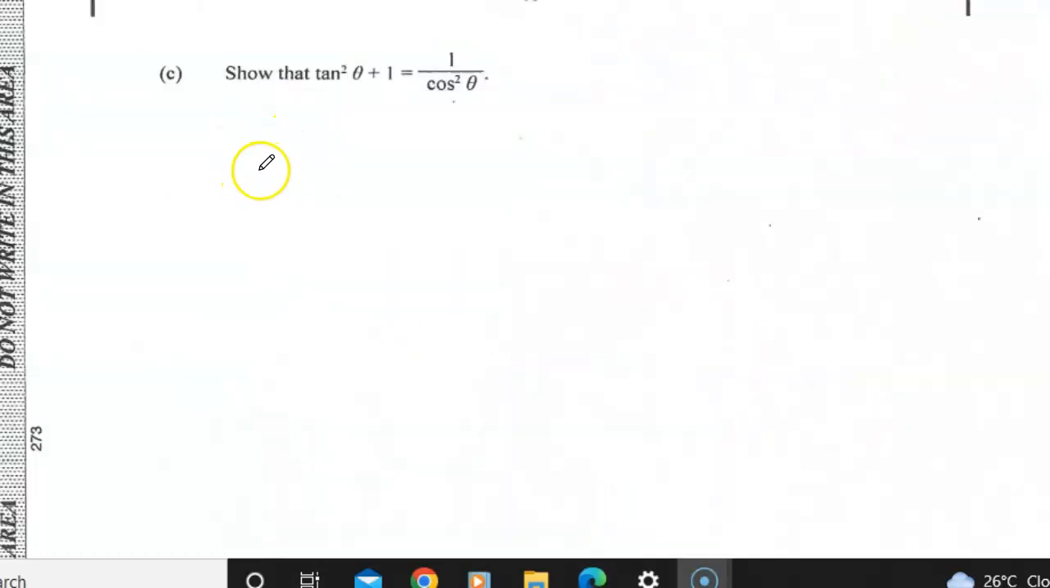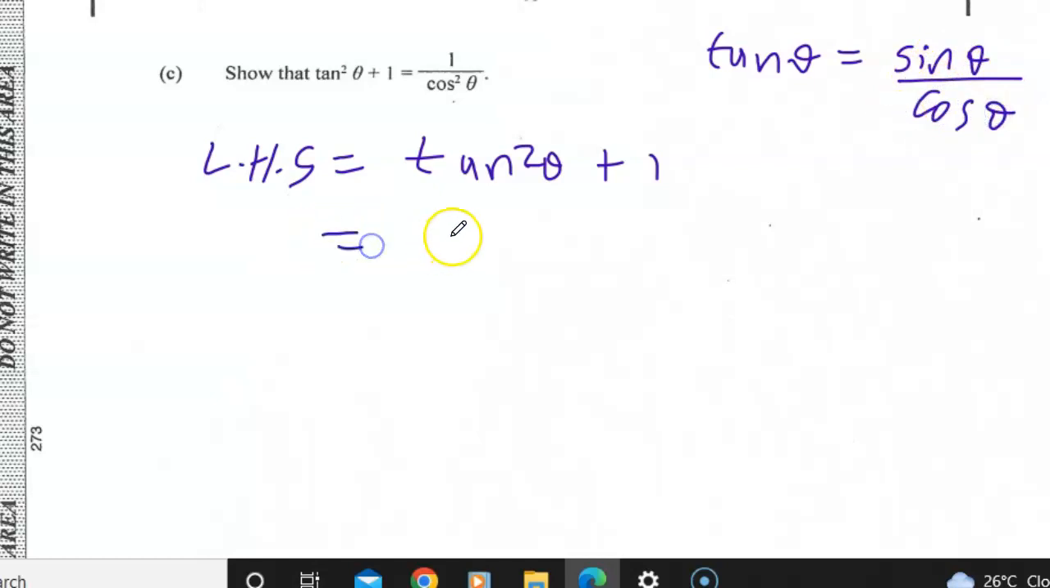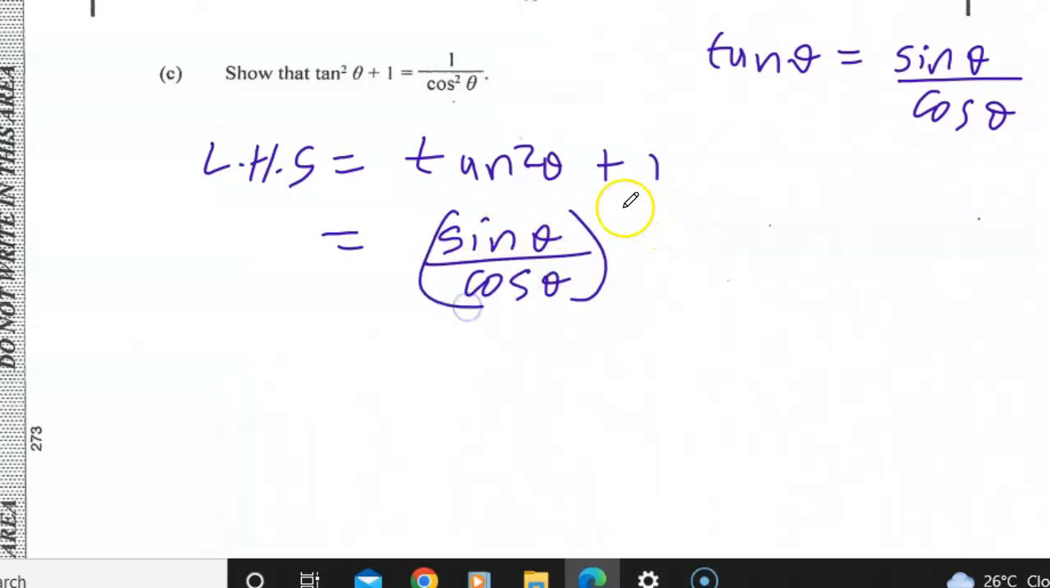Next we have a proof of a trig identity, so we can start from the left hand side, the side with more terms. So left hand side, I'm using LHS to represent left hand side, is tan square theta plus 1. Now you recall that tan theta is actually sine theta over cos theta. So tan square would be sine theta over cos theta all square plus 1.